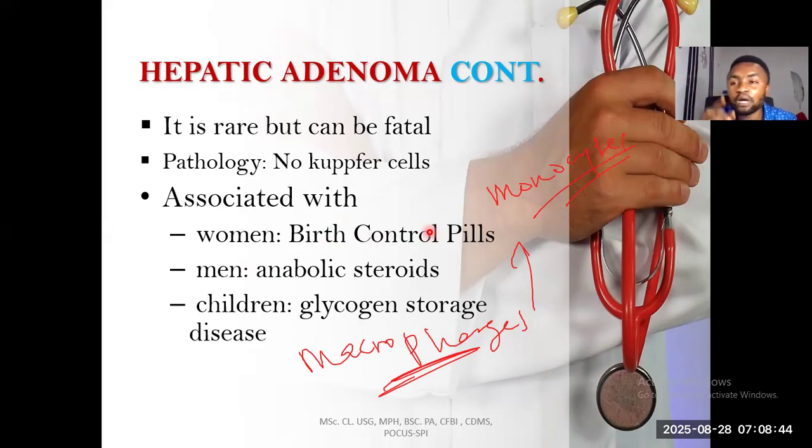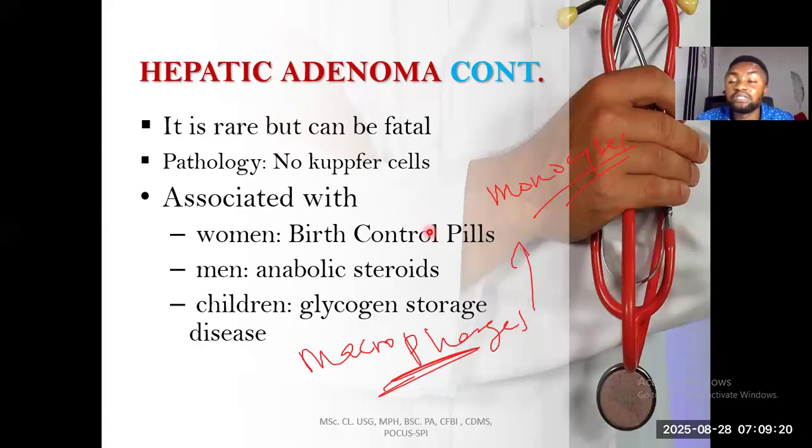So if you are a woman and you keep taking contraceptives, you make yourself prone to these things, especially the estrogen-derived ones. Men, anabolic steroids. Men will be going to the gym and want to develop muscles quickly and will be buying steroids. The drugs that will help you develop muscles, they are steroids. So it will also cause you to develop hepatic adenoma.